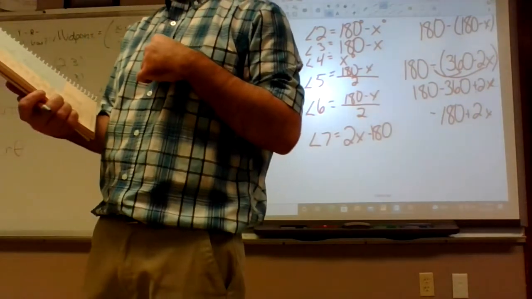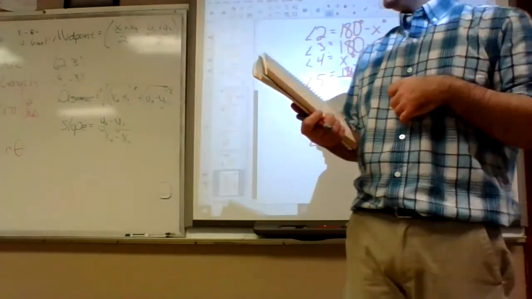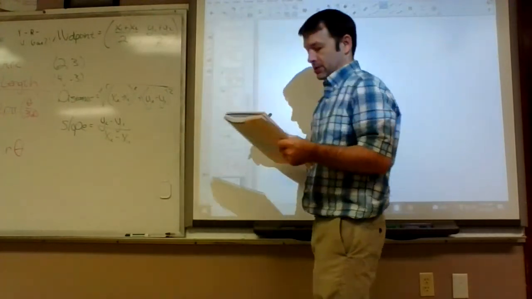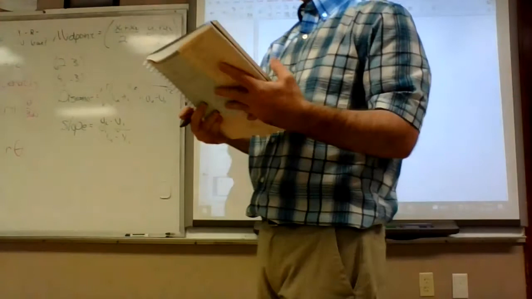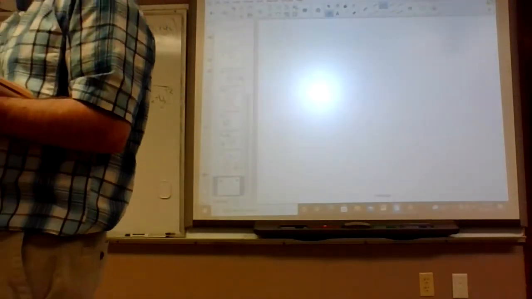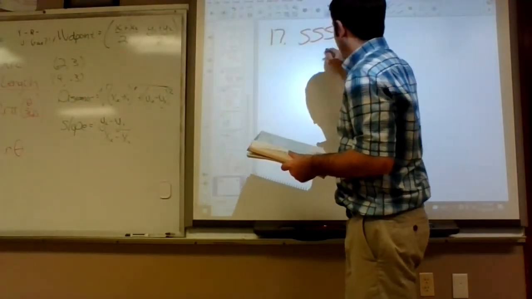On number 17, do we have enough information to say the triangles are congruent? Yeah. By what? Angle, side... No, there's no angles. What am I thinking? Side, side, side. We know that AB is congruent to itself, so that counts as another side. So for 17, by side, side, side, we know the triangles are congruent.